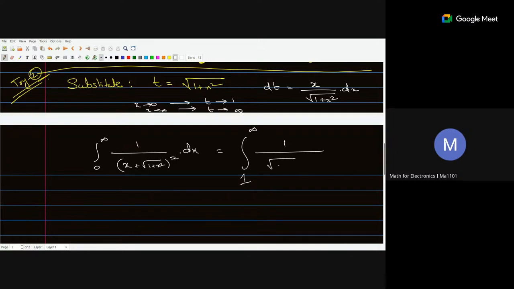Now this will be root over t square minus 1 plus t, again whole square, into dx. So dx, again you write it in terms of t. So dx will be square root 1 plus x square, which is t, by x, and x again is square root t square minus 1, dt. Now t by square root t square minus 1.